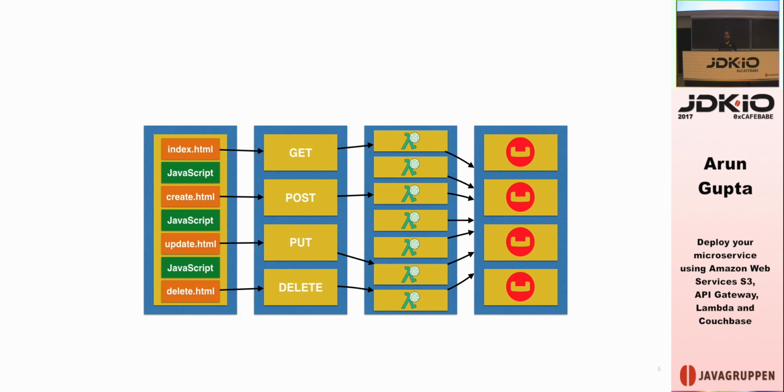A slightly different perspective of the same thing: your JavaScript and HTML are over there. Your REST API is basically get, put, post, delete. That's what you manipulate. Then your code could be sitting as a Lambda function. We'll talk about that. And then finally, your database could be whatever database you care about.